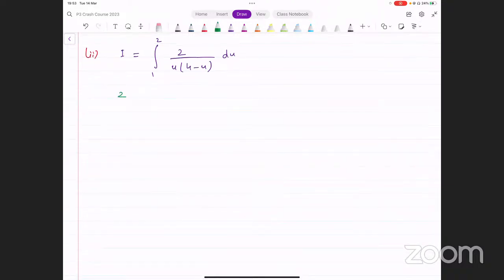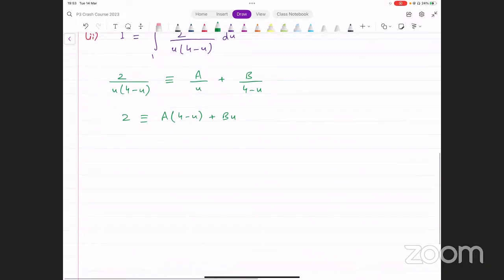So we have 2 over u into 4 minus u. These are two linear factors in the denominator. Both are different. So the form is going to be a over u plus b over 4 minus u. Multiply this denominator on the left side and the right side, and that gives you 2 identical to a into 4 minus u plus b into u.